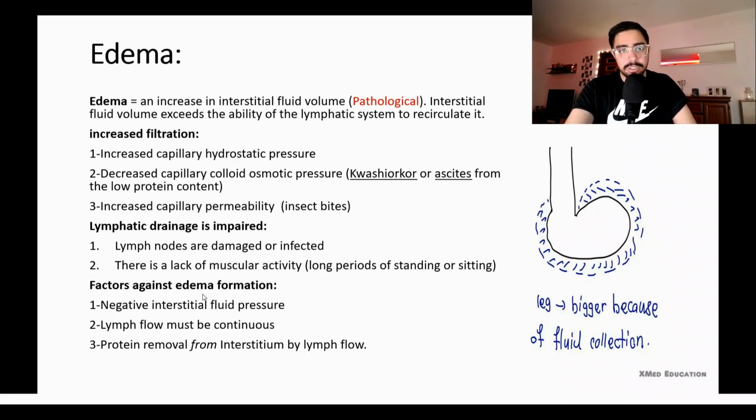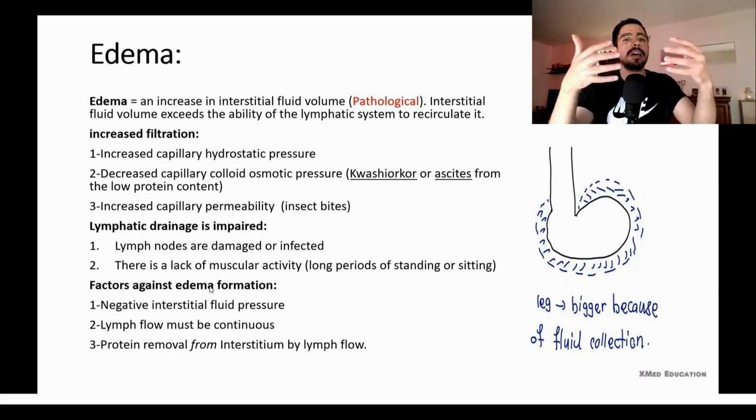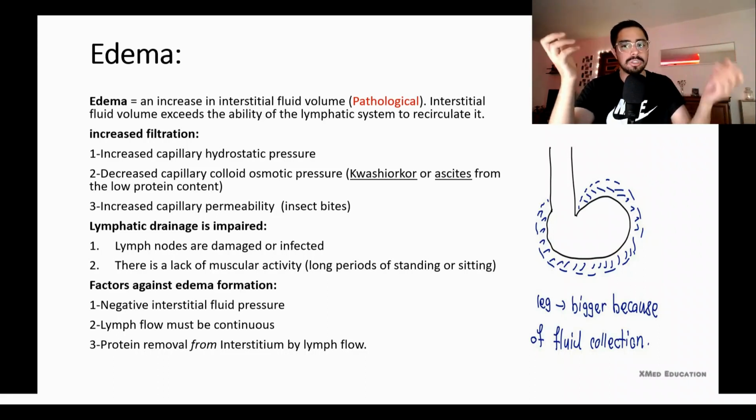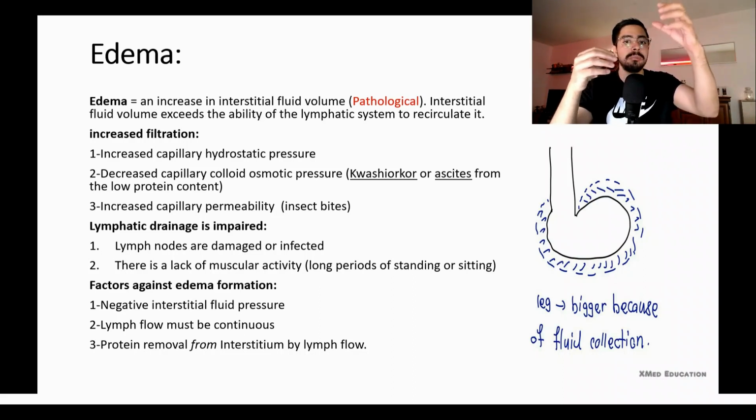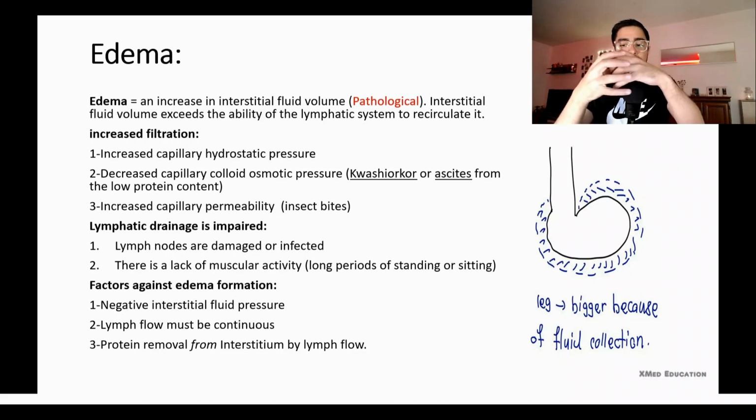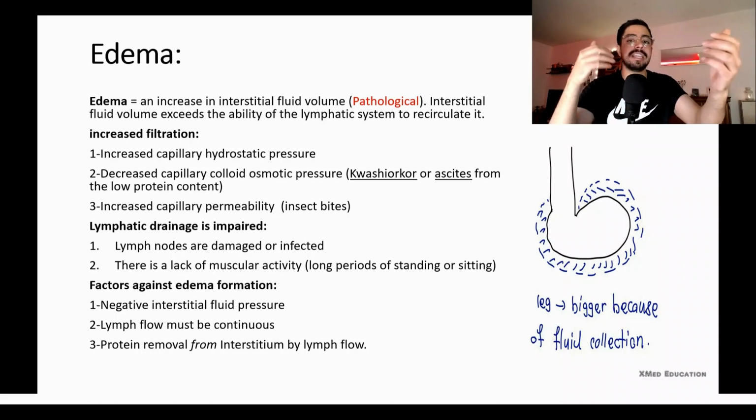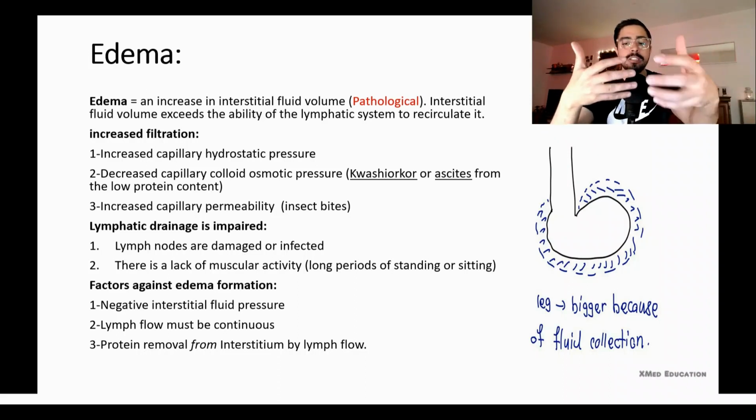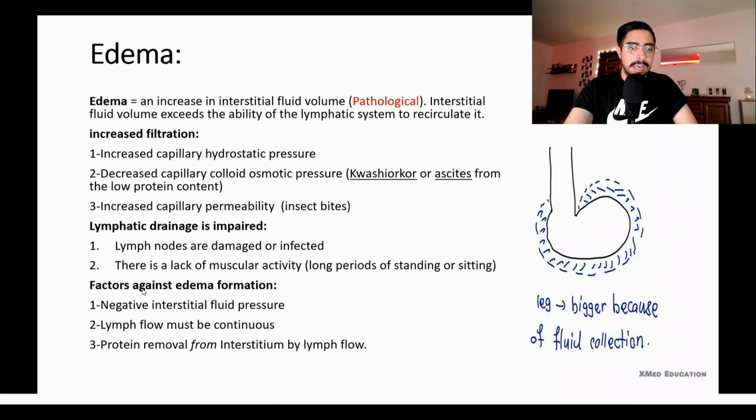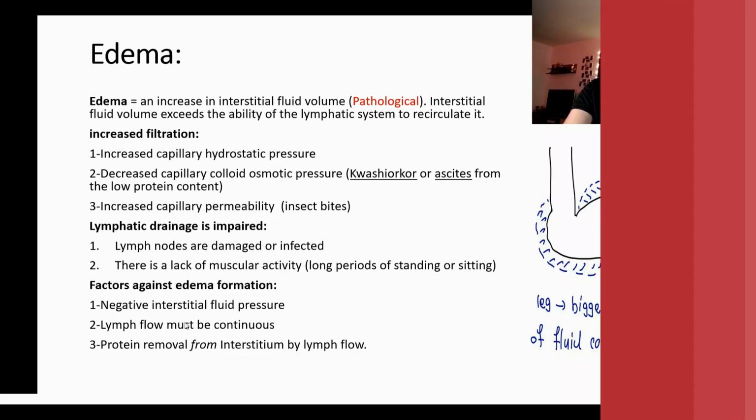And the factors that are against edema: if the lymph flow is continuous and there is no obstruction, it can remove the edema fluid from the edema site into the lymphatic system. And if we remove protein from the interstitium, there will be more protein inside the capillary, so capillary oncotic pressure will increase, and it can cause fluid absorption back into the capillary. And the negative interstitial fluid pressure: when it's negative, we're going to have more absorption.